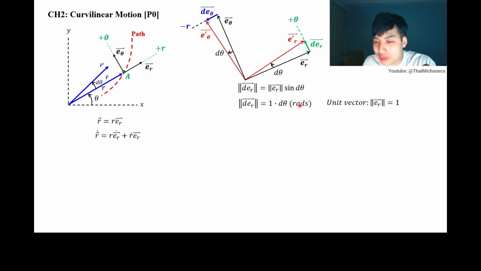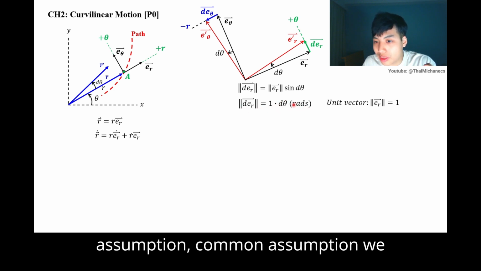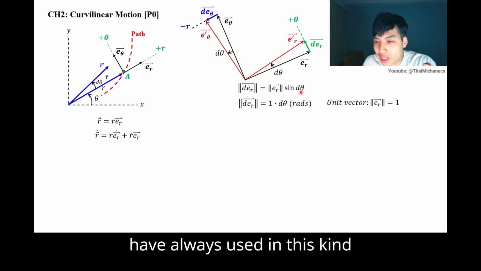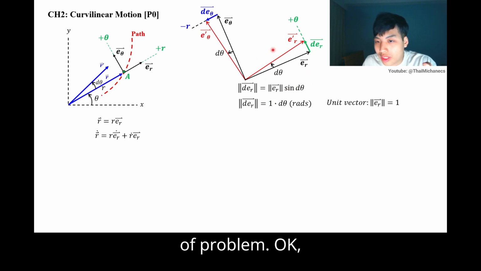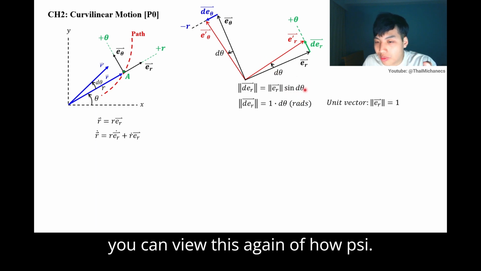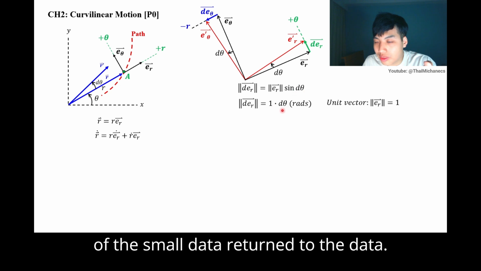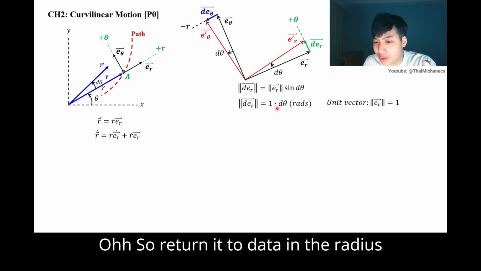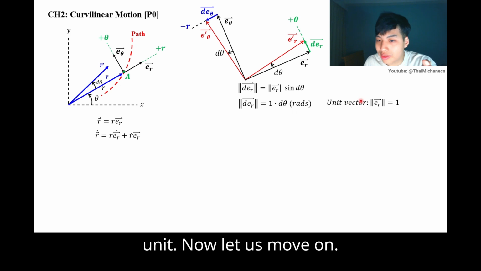So this is basically an approximation to make the calculation easier without losing much accuracy. This is a common assumption we always use in this kind of problem. You can review again how the sine of a small theta turns into theta, in radian units. Now let us move on.